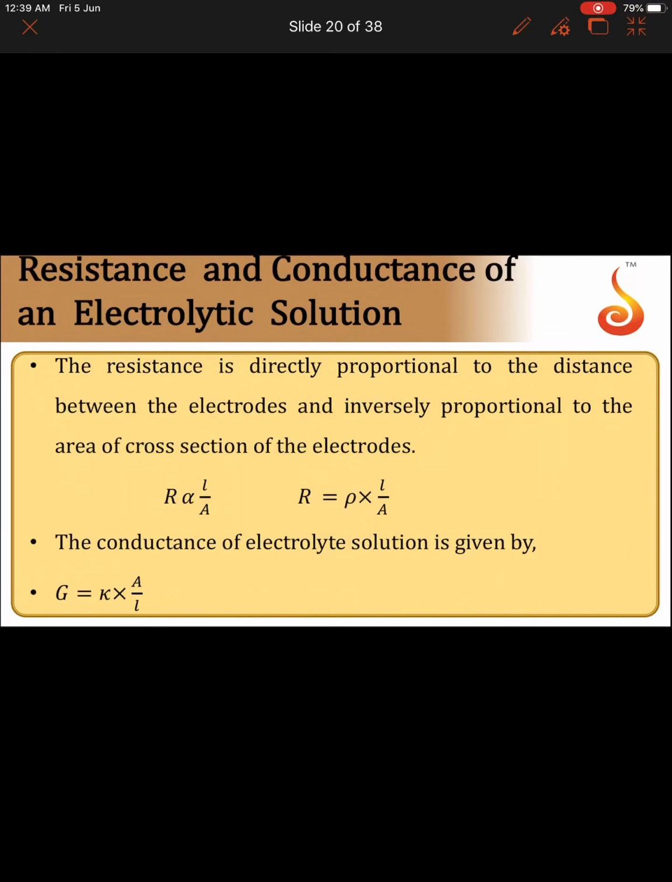Resistance and conductance of an electrolytic solution. Generally, electrical resistance is a measure of hindrance or resistance caused by the material for the flow of current through it. The electrical resistance is represented by the symbol capital R and it is measured in ohm.